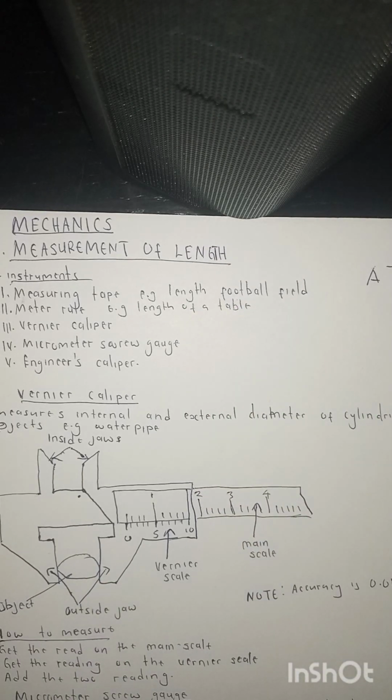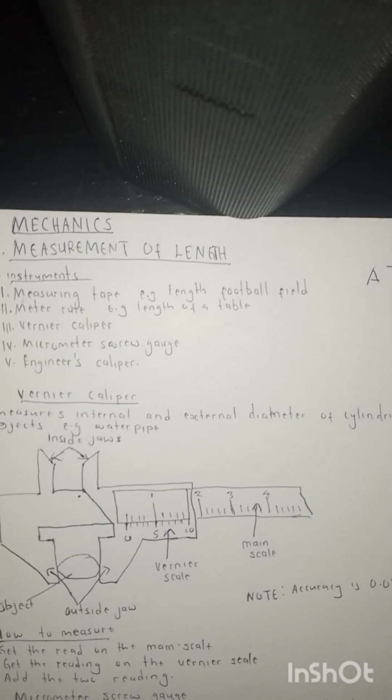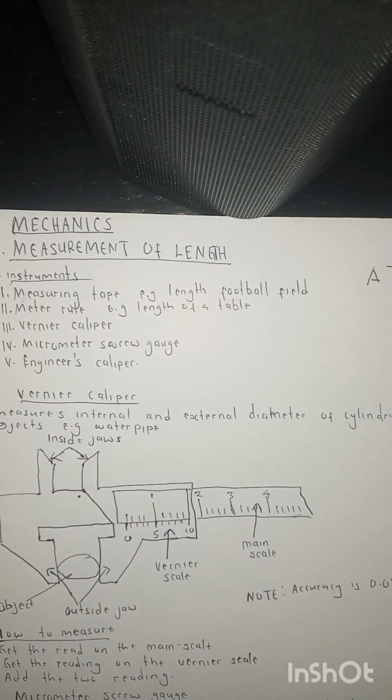Then the second instrument is a meter rule. Some of the things that a meter rule can measure is the length of a table. I'm making this video right now on a table, so you can use a meter rule to measure the length of a table.